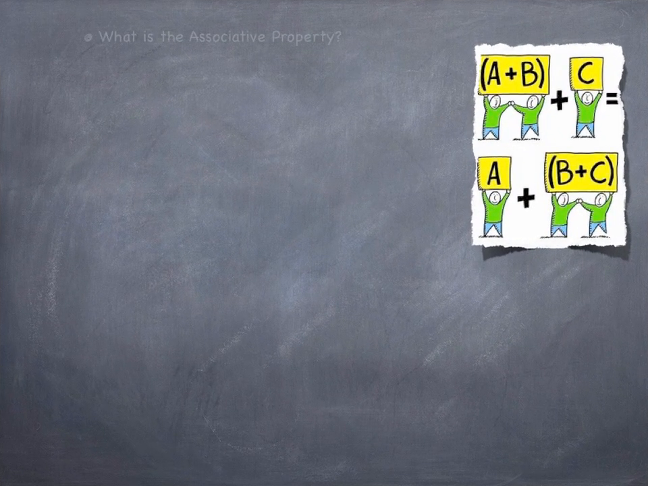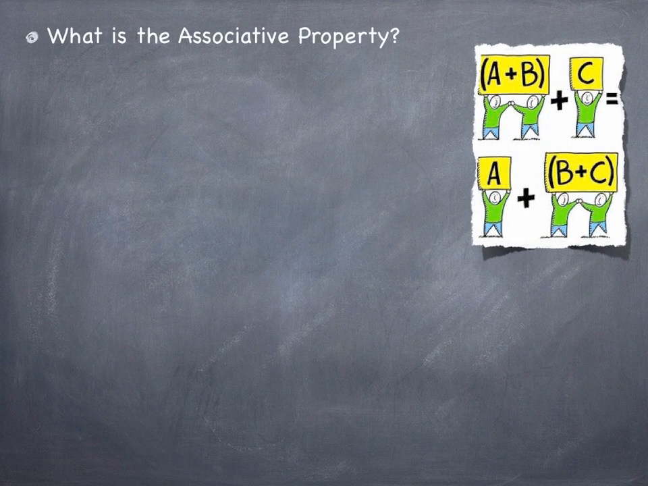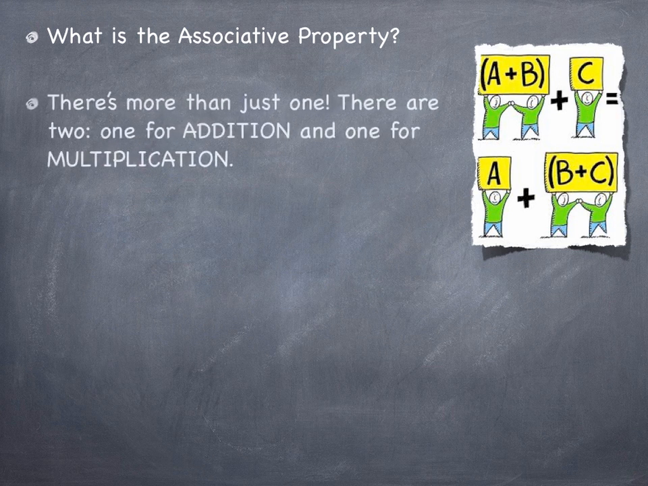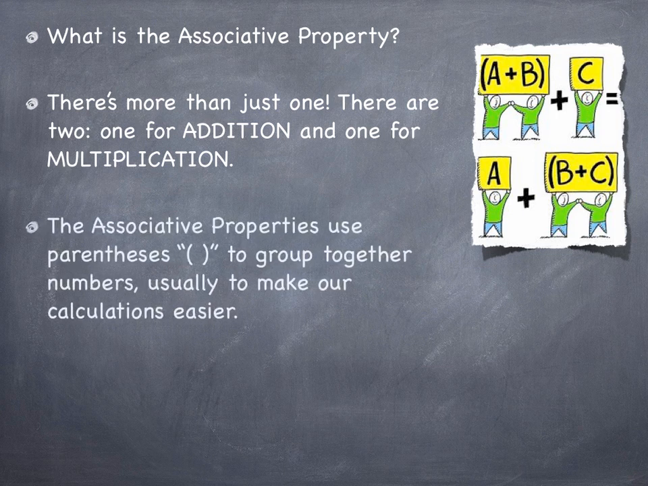First, what is the associative property? Well, there's more than just one. There are actually two associative properties. There's one that has to do with addition and the other has to do with multiplication, and we use them the same way. These associative properties use parentheses to group together numbers, usually to make our calculations easier.